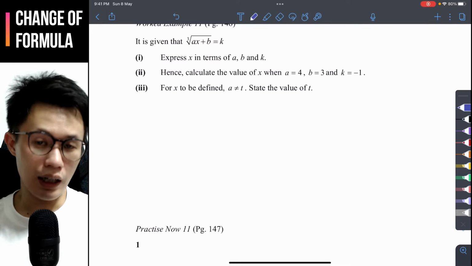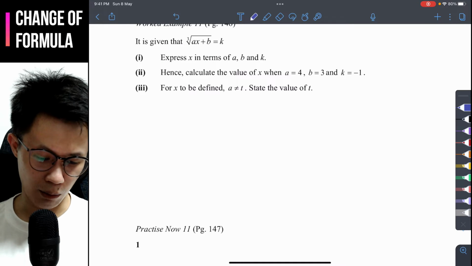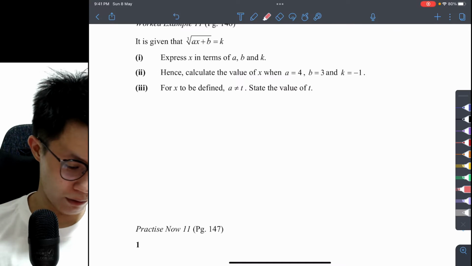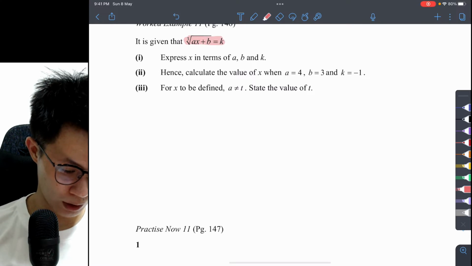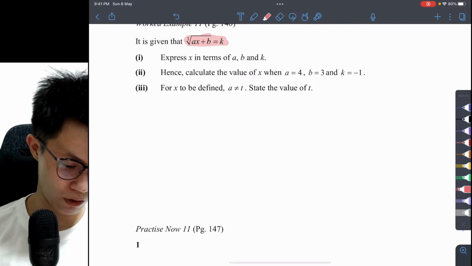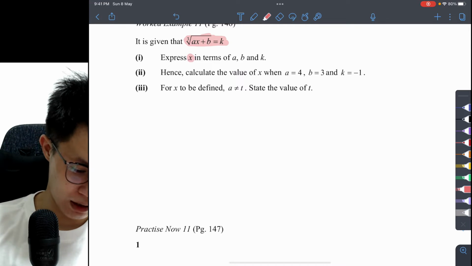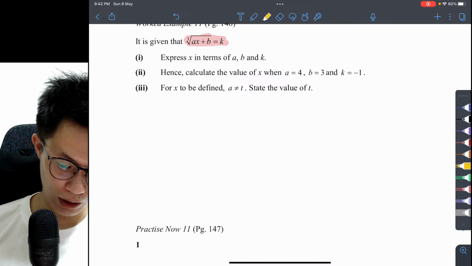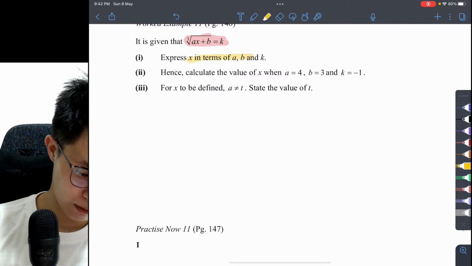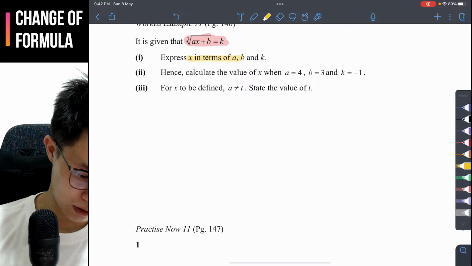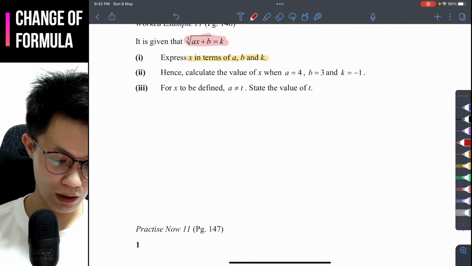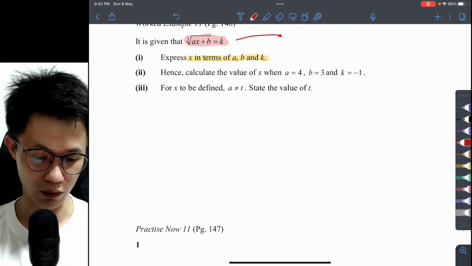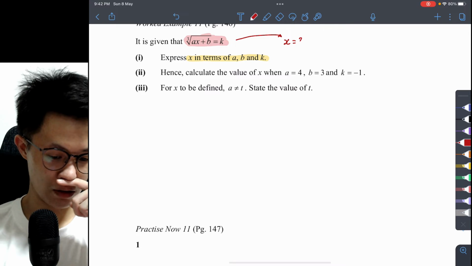Okay, so another kind of change of subject formula is that we have something like that, and the question would say that it's given that we have this formula over here, cube root of ax plus b is equals to k, and we want to express x in terms of a, b, and k. So x in terms of a, b, and k. Okay, what we have here is that this actually just means change the subject of formula, and we want to find what x equals to.